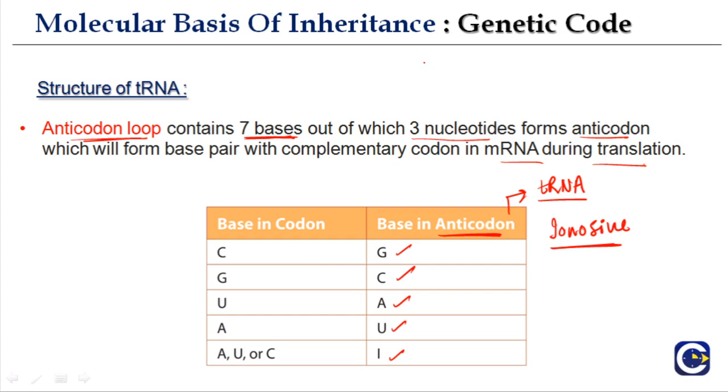So it is very simple. What is a codon? A codon is a triplet, it is made up of 3 nucleotides.